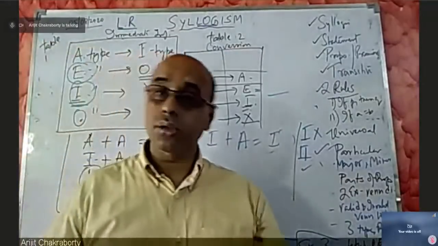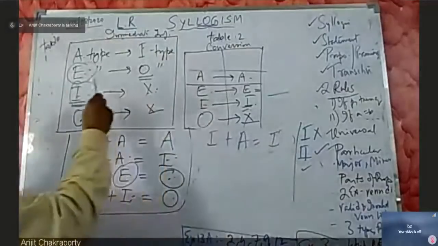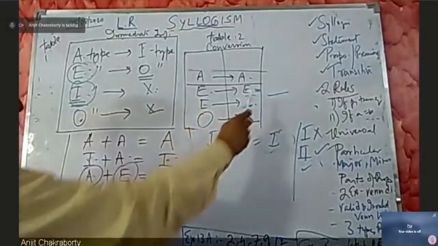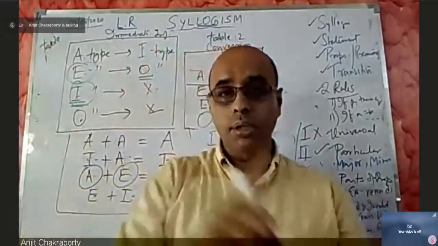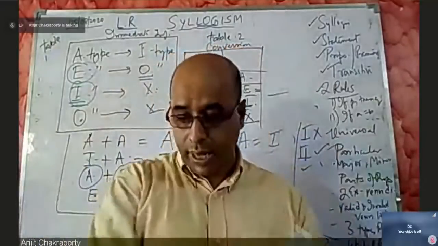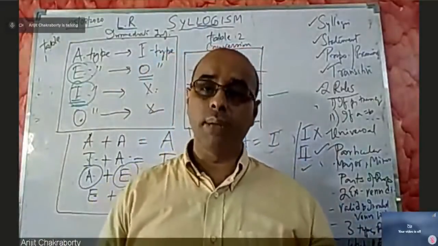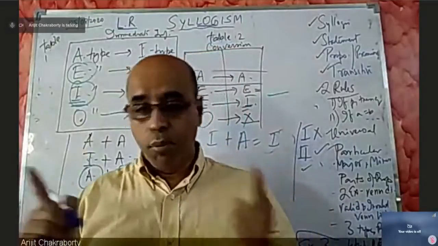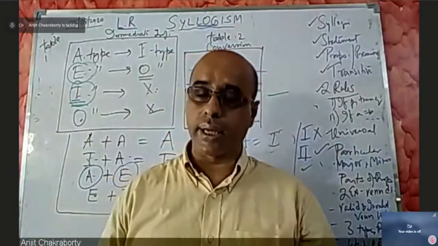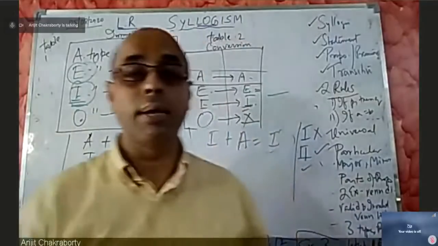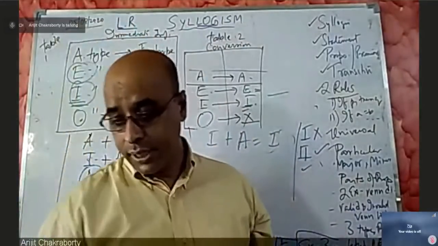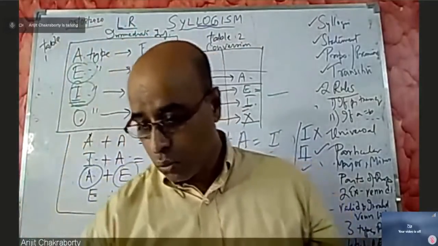Some cats are dogs is also correct, because an I type can be converted to another I type. Here, some dogs are cats, so you can reverse it: some cats are dogs. Therefore, in question number 50 of the MTP, both the conclusions given are correct. So here the option is D. I am taking number 51.